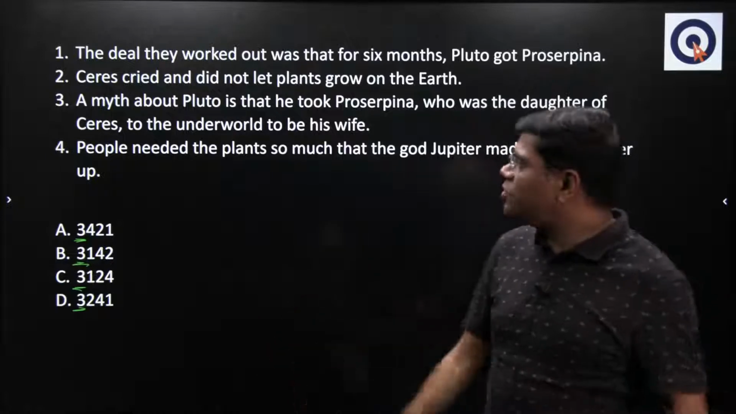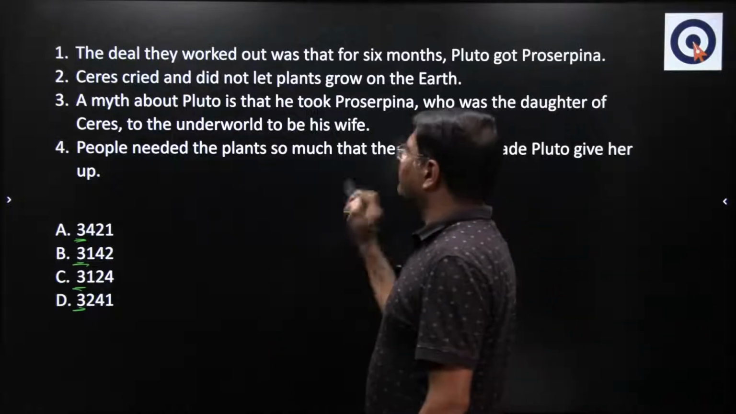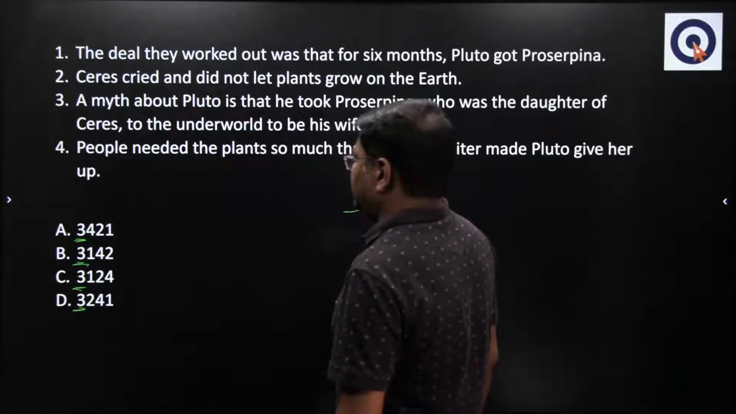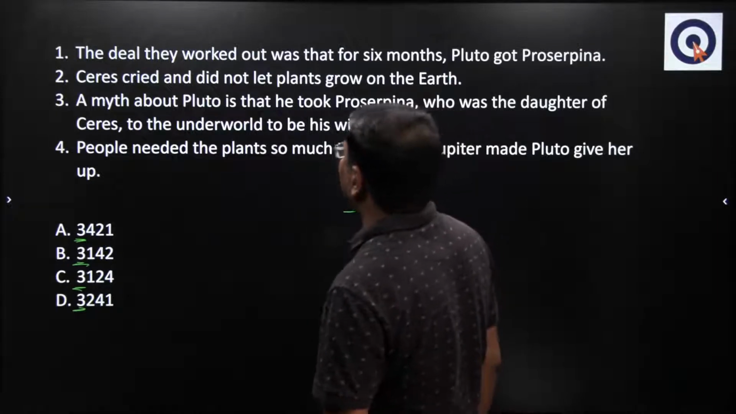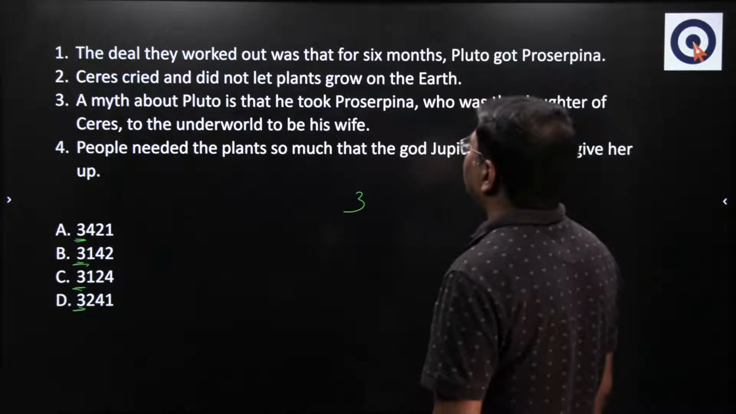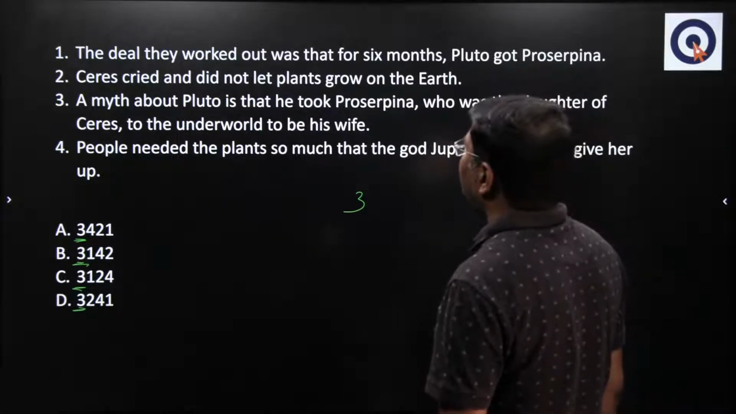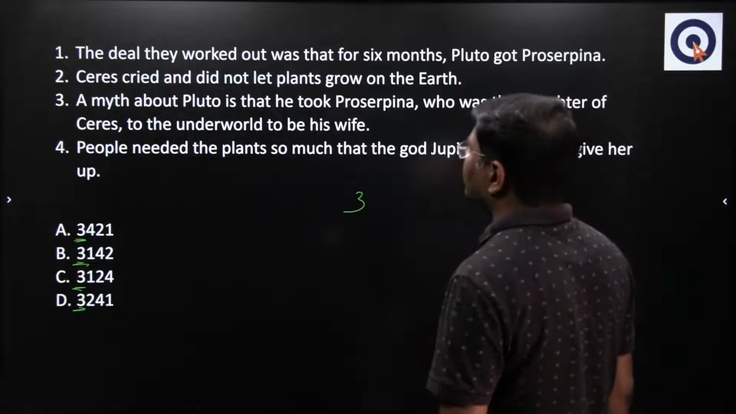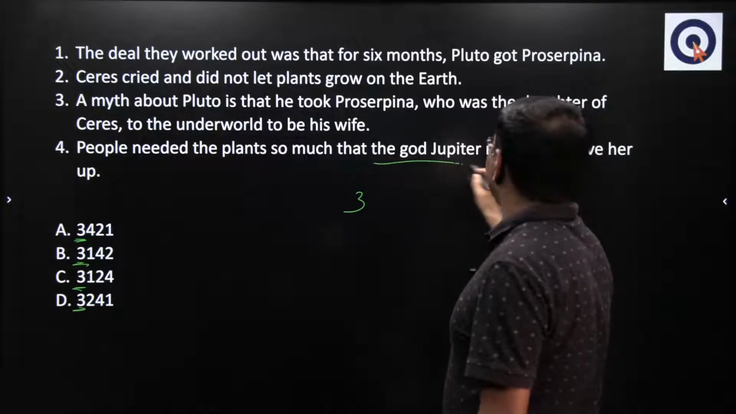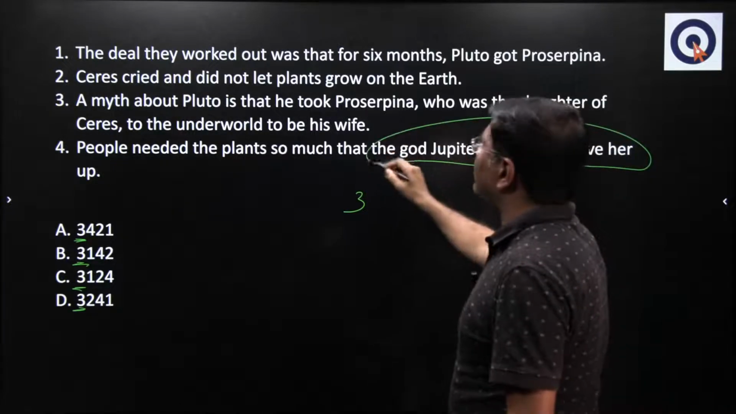Very nice. What to do next? So you have 3 as the opening sentence. Ceres cried. So what is the reason for crying? Ceres cried and did not let plants grow on the earth. Correct? People needed the plants so much that the god Jupiter made Pluto give her up. Right? So the god made Pluto give her up.